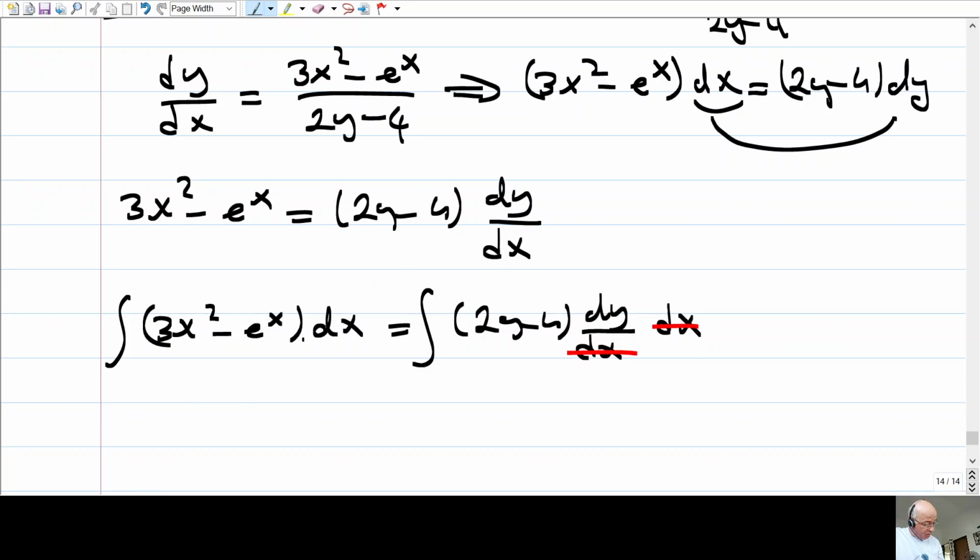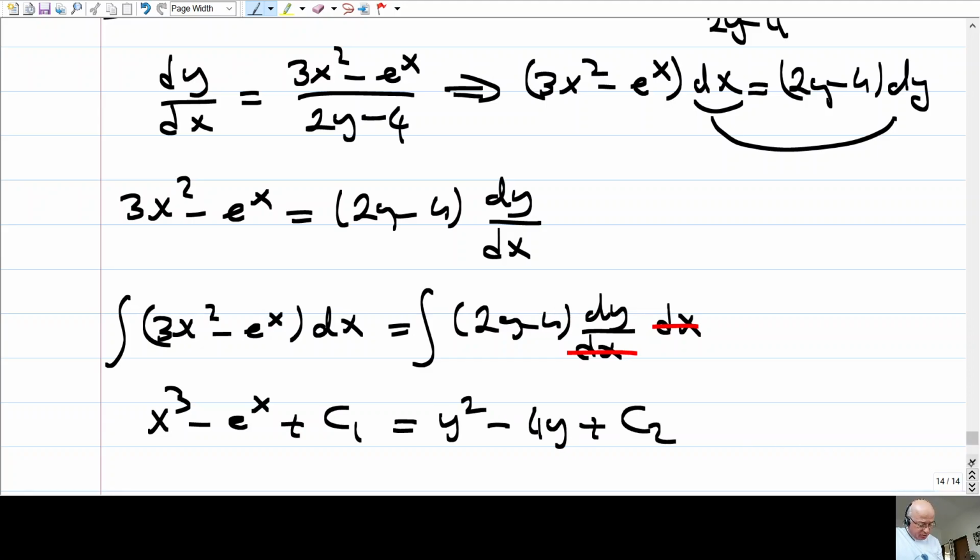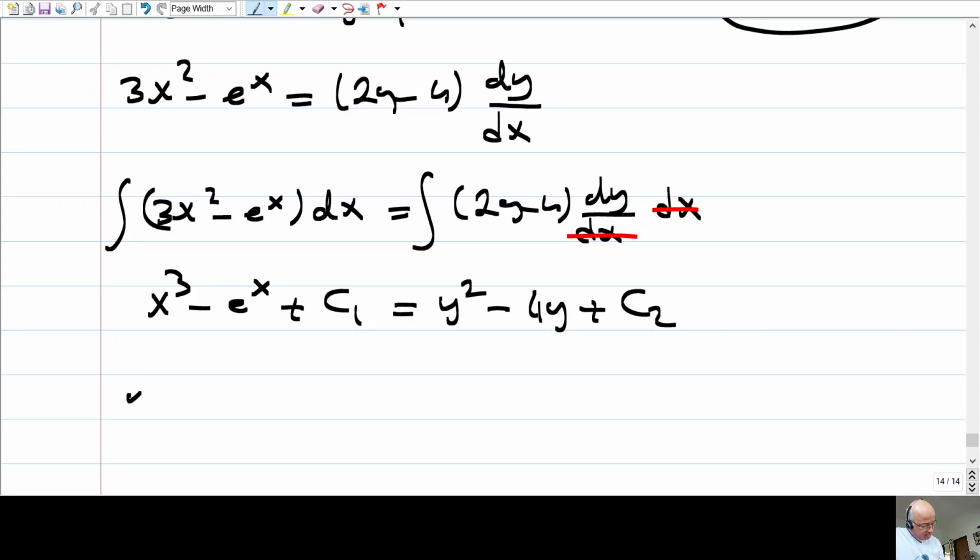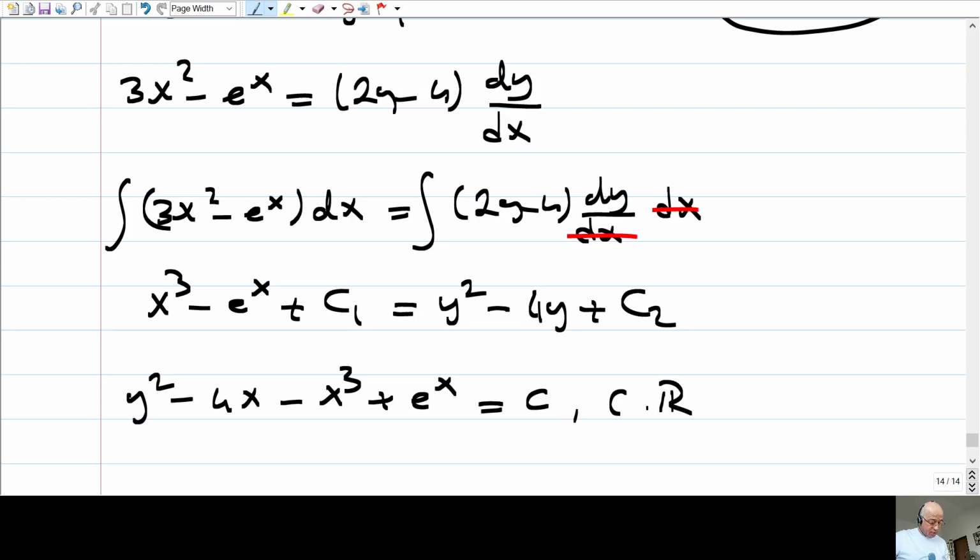Okay, so from this we get what? Here I have x cubed minus e to the power x plus a constant, and here you integrate with respect to y, so you get y squared minus 4y plus another constant, and from this we see that our equation is this. C, let's write just C. Here C is just C1 minus C2. That doesn't matter. C is just an arbitrary constant, okay?